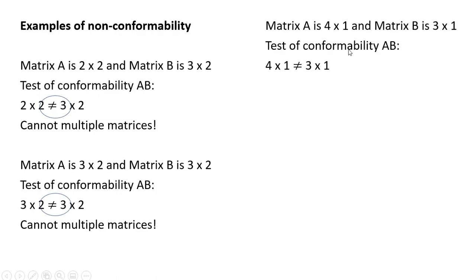And yet another example, matrix A is 4 by 1, matrix B is 3 by 1. The two inner numbers do not match. We cannot multiply these matrices.